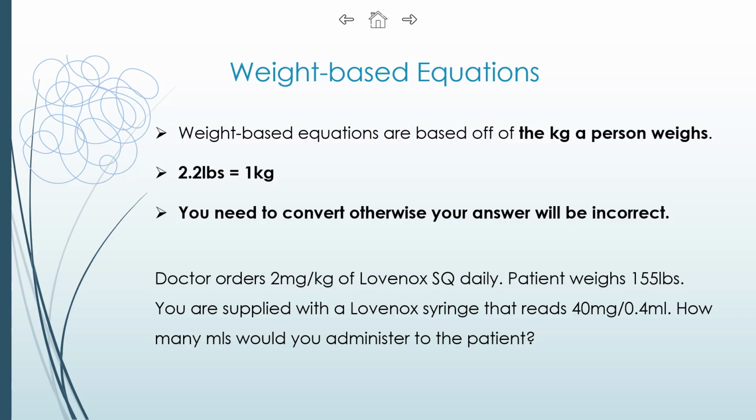If the doctor orders 2 milligrams per kilogram of Lovenox daily, and the patient weighs 155 pounds, the first thing you should do is convert that to kilograms. You are supplied with a Lovenox syringe that reads 40 milligrams in every 0.4 mLs. How many mLs do you administer to your patient? What you desire, what the doctor orders, is 2 milligrams per kilogram. You have to figure out what your kilograms are first so that you can do 2 milligrams times the amount of kilograms.